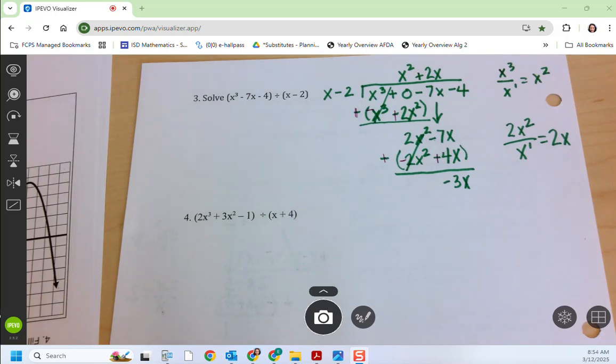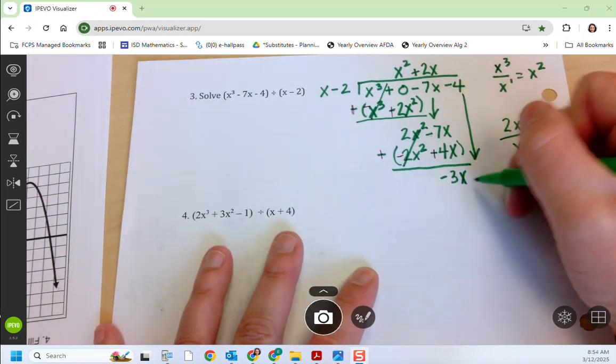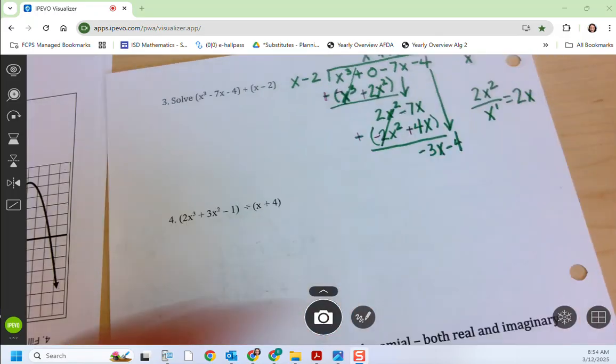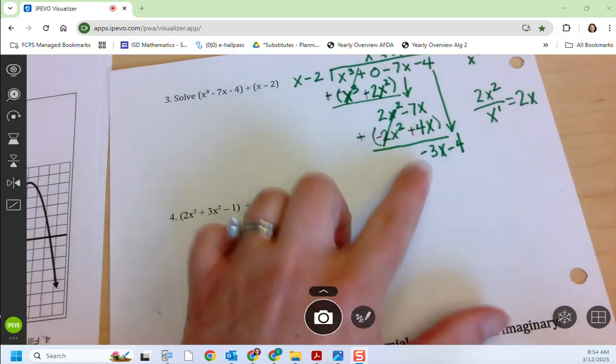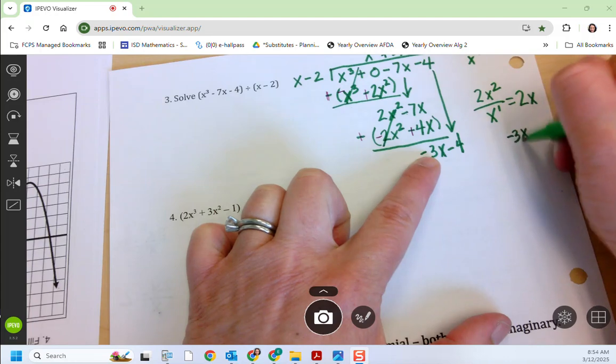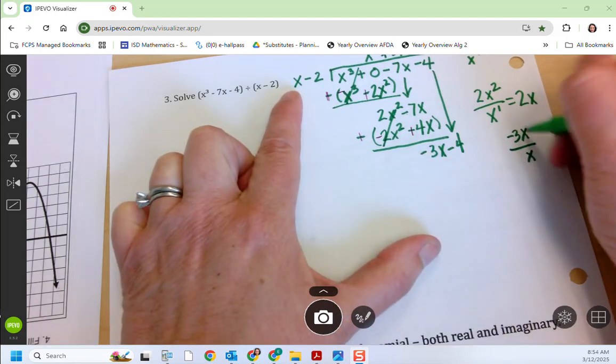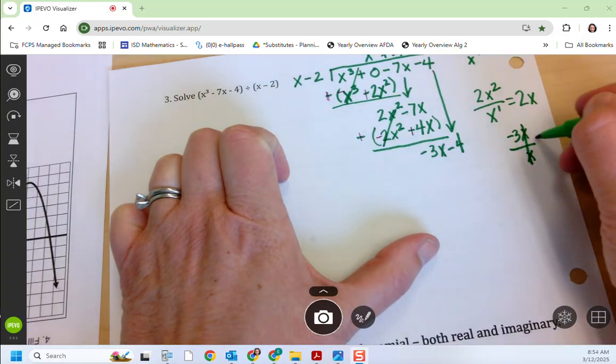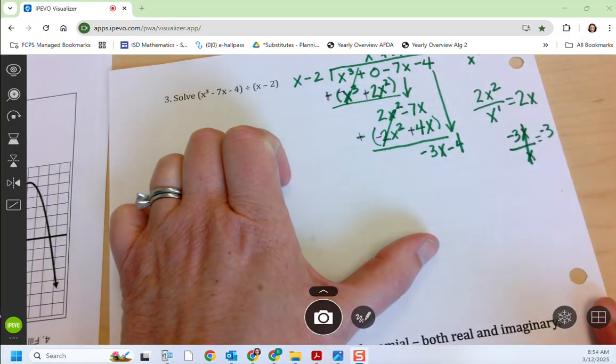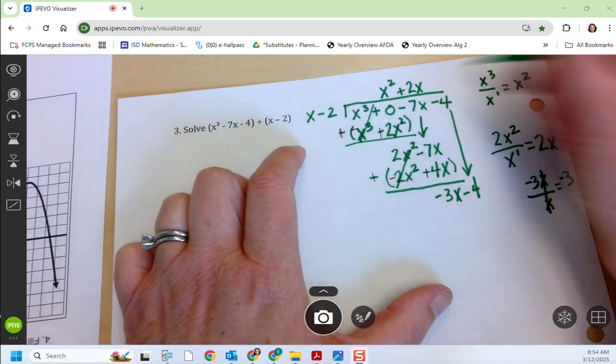Then what do we bring down? Negative 4. Good stuff. Bring down the negative 4. Then we divide. Divide first term by first term. See if you can write that in your margin before I tell you. First term divided by first term. Okay. Negative 3x divided by x. The x's cancel, and you get negative 3. So that goes up here above its like term.